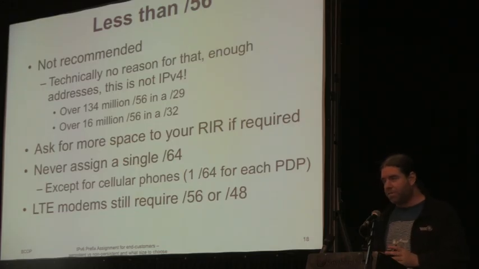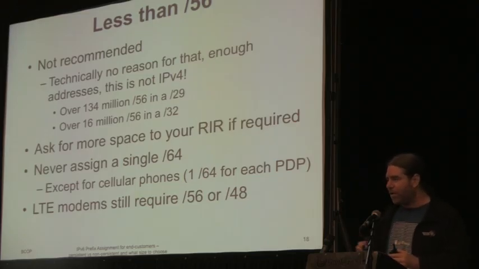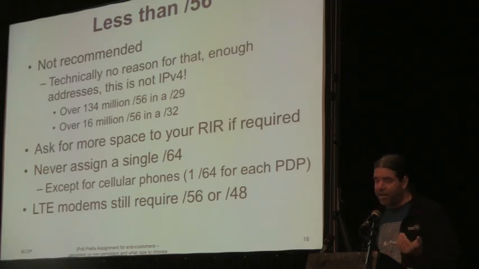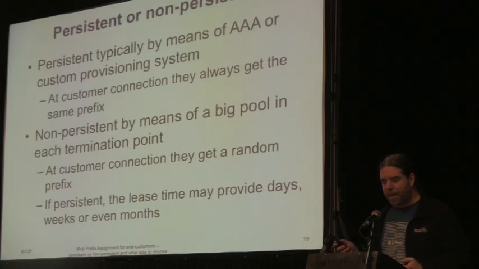There is one exception for mobile phones. Operators usually, when you connect your mobile phone to the IPv6 APN, by default every phone gets /56. So this case is outside the scope of this document. And if you get /64 for one device, that's kind of cool, is it? But an LTE modem still requires /56 or /48. So, /48 for everyone.